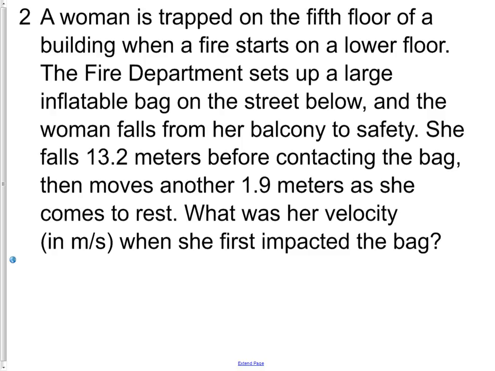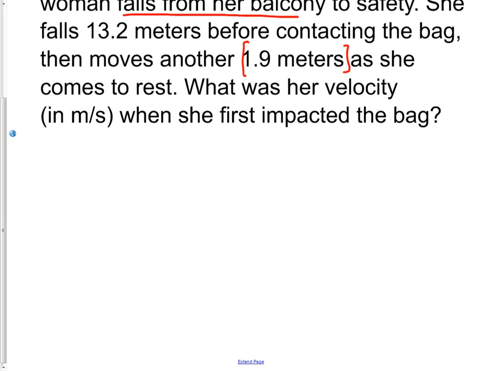All right, we're back. So let's see how we would solve this problem. First off, recognize that this distance doesn't matter if you're looking for her velocity at the end of the bag. You don't have enough information while she's actually hitting the bag to solve her speed right when she first hit it. What you do have is that she falls from her balcony. That tells you that for the fall part of this, the VI would be 0, and she's going to fall from the 5th floor down. And then that's where she's actually going to hit the bag.